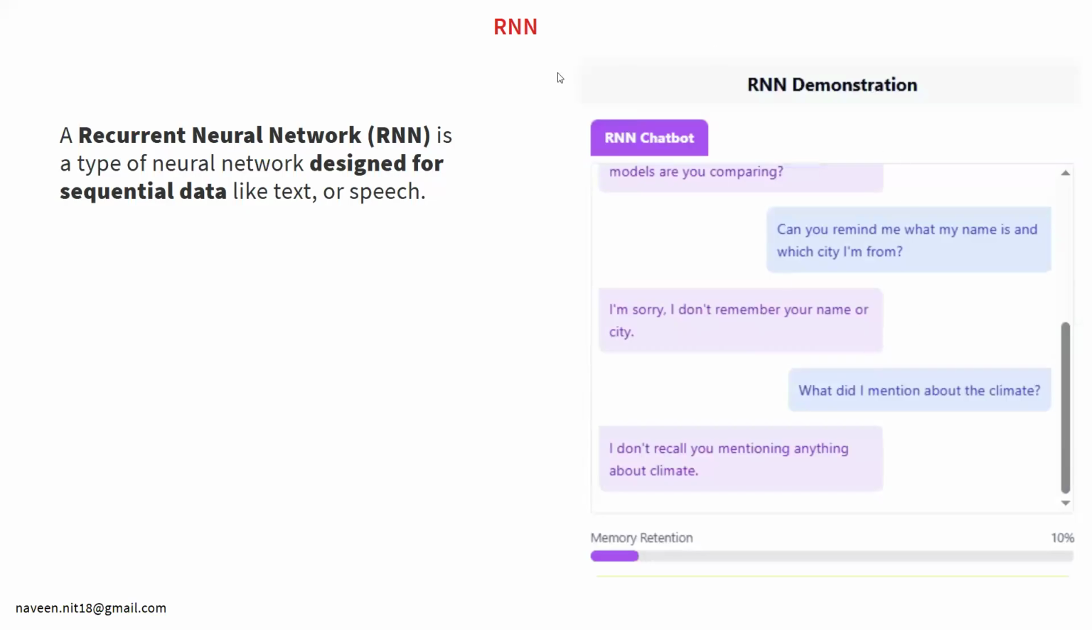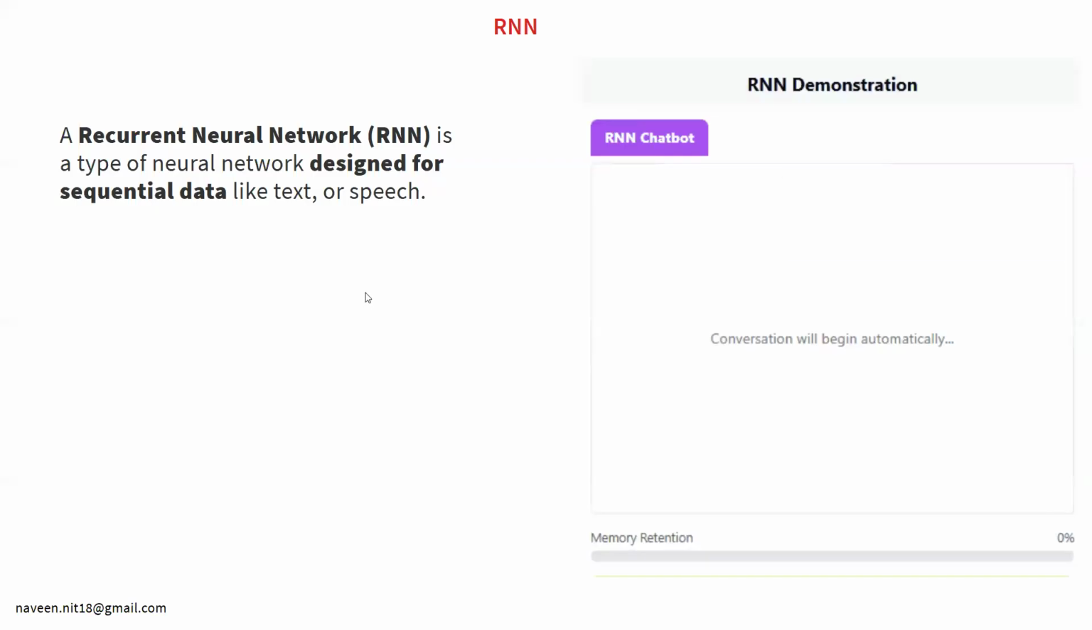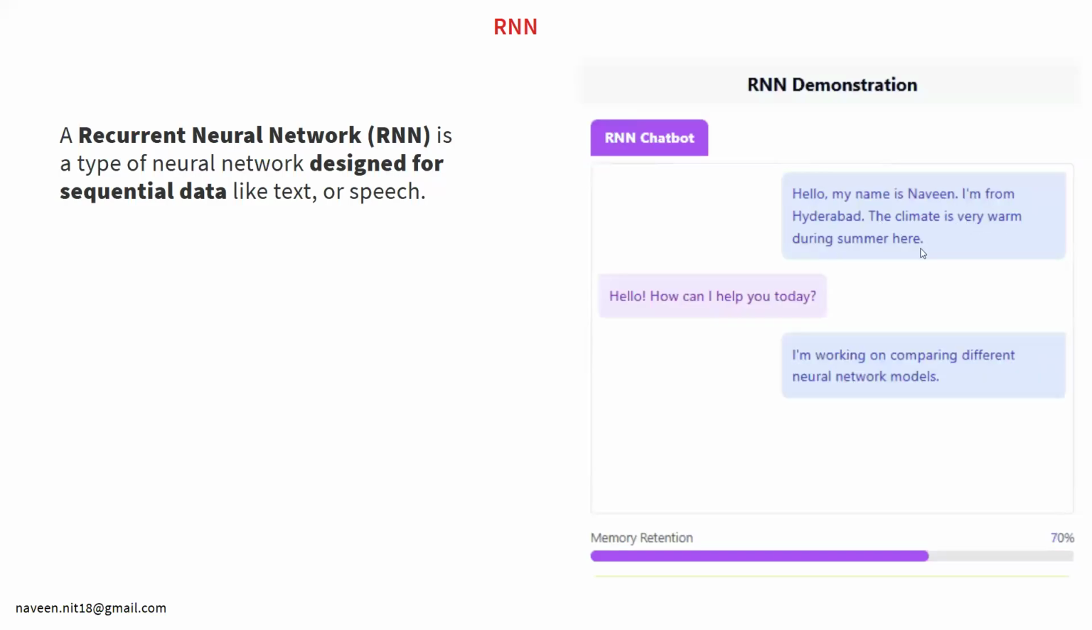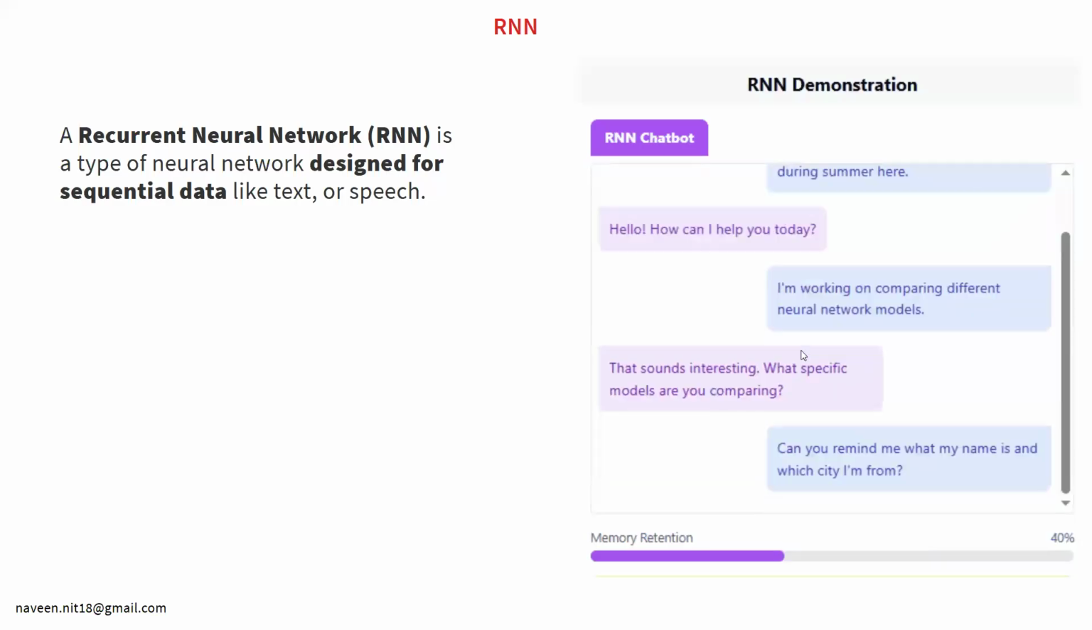This is a simulation. Of course, it is not a continuation of what we discussed earlier, but it gives you a very good idea. To this chatbot, I introduced myself: my name is Naveen, I'm from Hyderabad, and the climate here is very warm during summer. It replied very well: hello, how can I help you today? I said I'm working on comparing different neural network models. It said that sounds interesting, what specific models are you comparing?